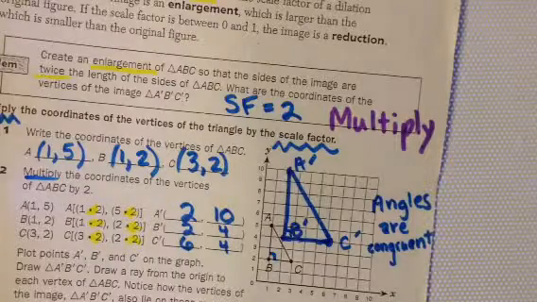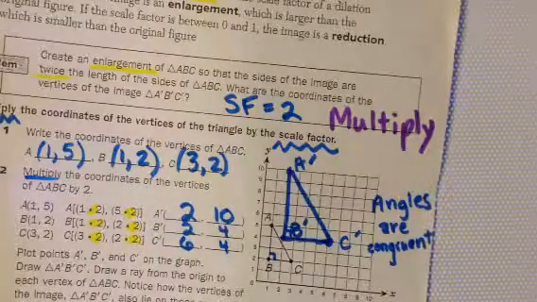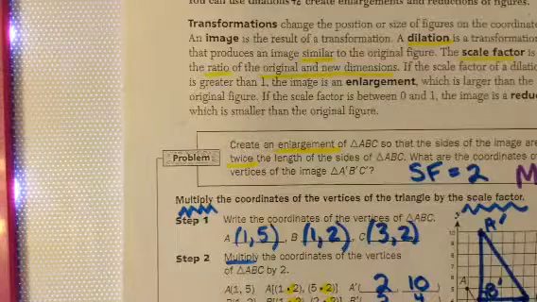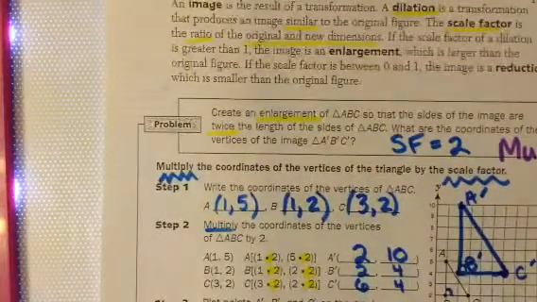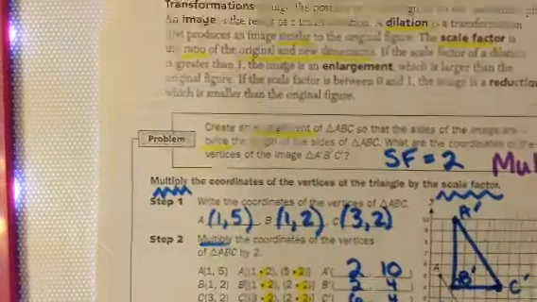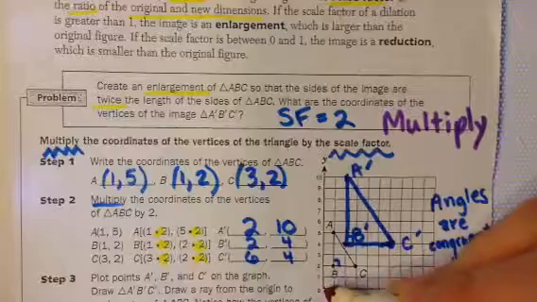Okay, what did they say? They wanted us to draw rays from the origin to each vertex of triangle ABC. Notice how the vertices of the image of the new one also lie on these rays. Okay, so it wanted me to start from the origin.